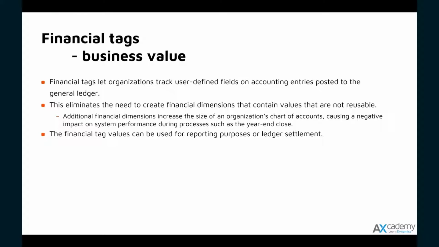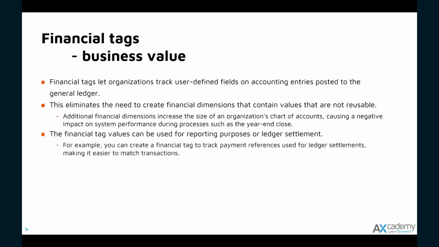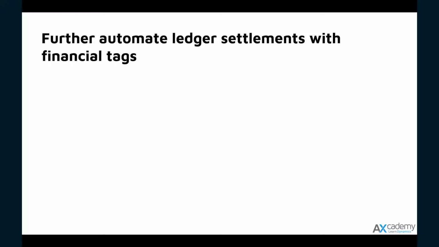So you can use it for reporting purposes. And now we are going to be able to use it for ledger settlement, automatic ledger settlement, a topic coming back to later on. An example: you could use a payment reference, which is normally unique, so it could be easier to match the transactions for ledger settlement. That's basically what we do in here. And then using the financial tags for the automation of the ledger settlement.